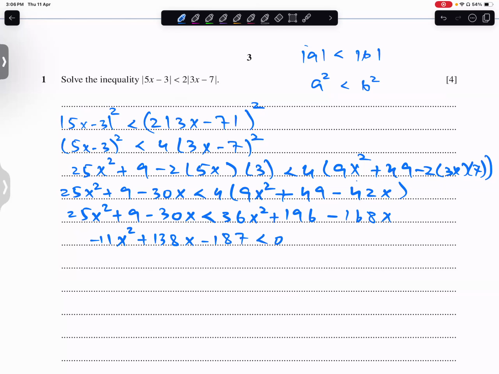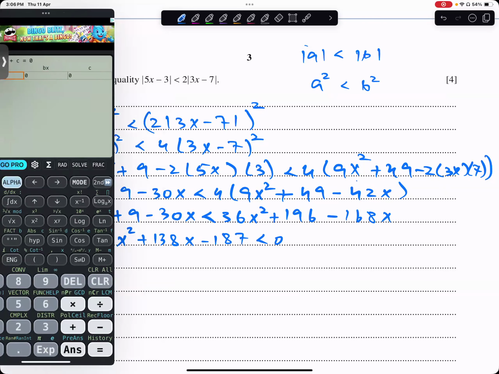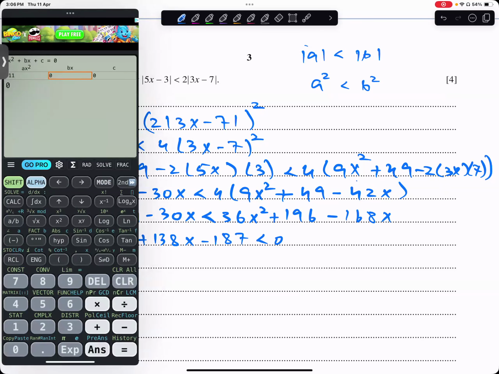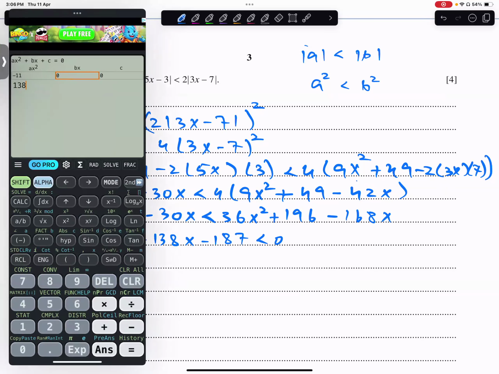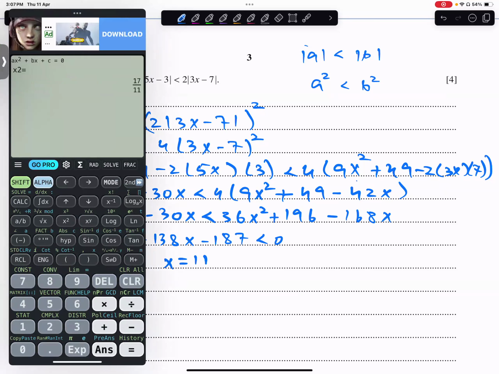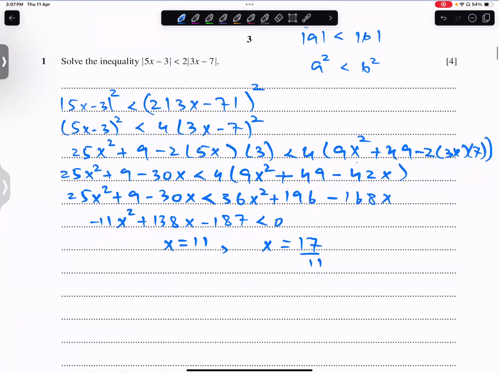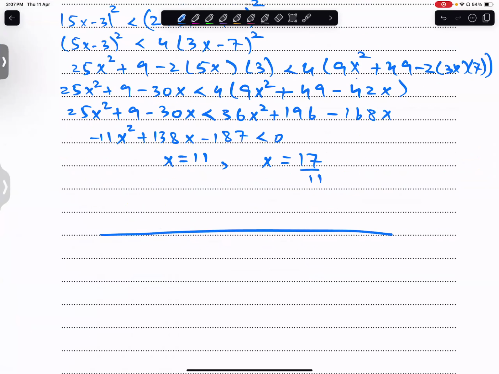Then as we know that this is a quadratic inequality, and to solve the quadratic inequality, first of all, you will find the values of x. So you can do it either using calculator. Minus 187. First value of x will be 11, and second value of x will be 17 over 11, and this is 1.54, so this is less than 11. So now students, just draw a real line so that we can take test points. Just draw 17 over 11 here and then 11 here.